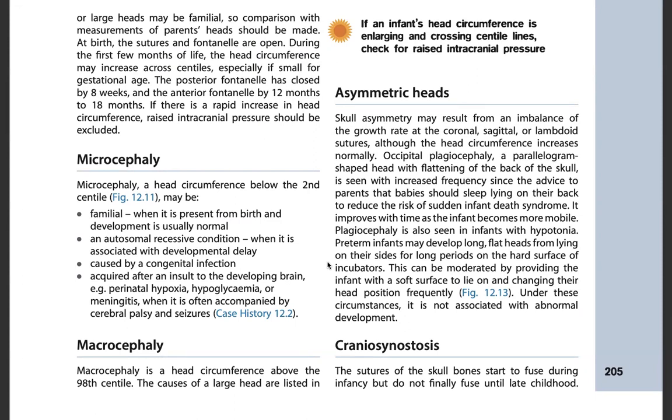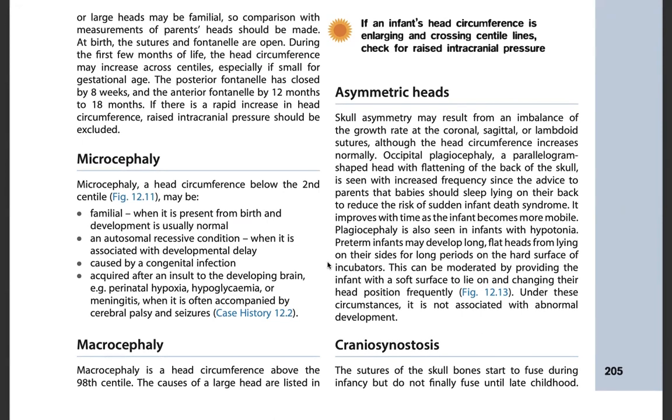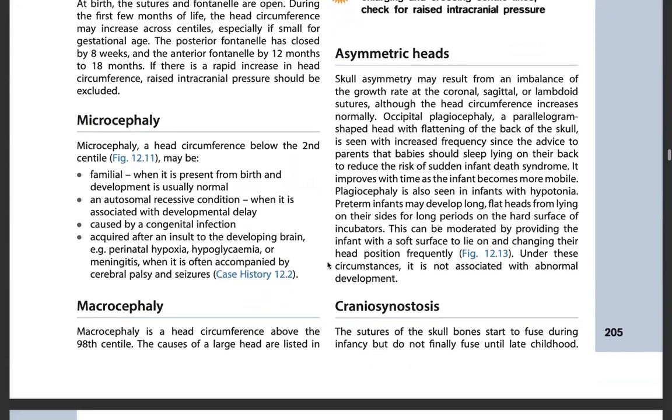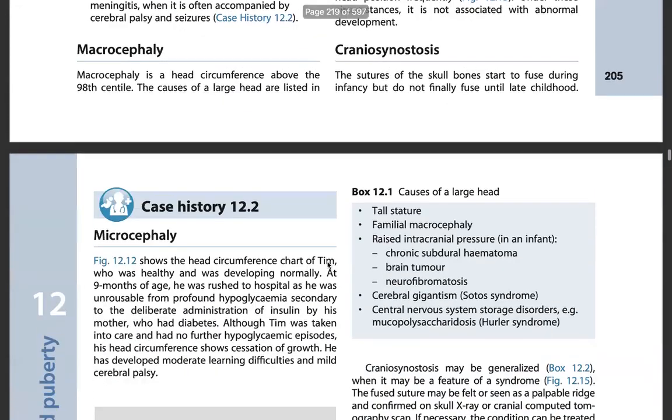Plagiocephaly is also seen in infants with hypotonia. Preterm infants may develop long, flat heads from lying on their side for long periods on the hard surface of incubators. This may be moderated by providing the infants with a soft surface to lie on and changing their head position frequently. Under these circumstances, it is not associated with abnormal development. Craniosynostosis: the sutures of the skull bones start to fuse during infancy but do not finally fuse until late childhood.